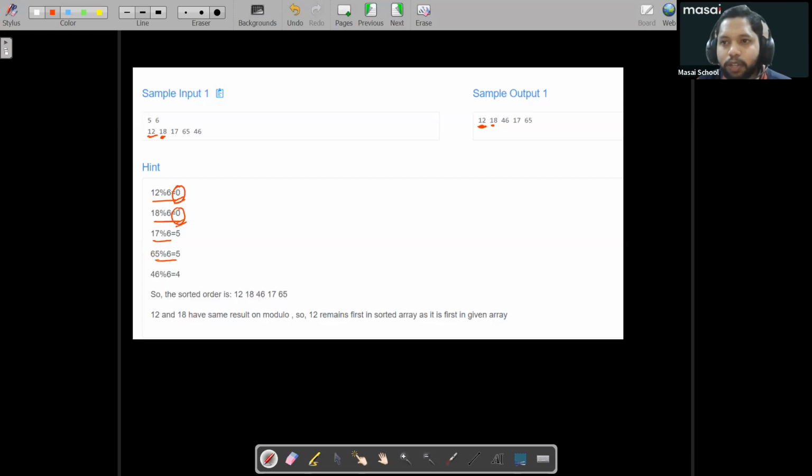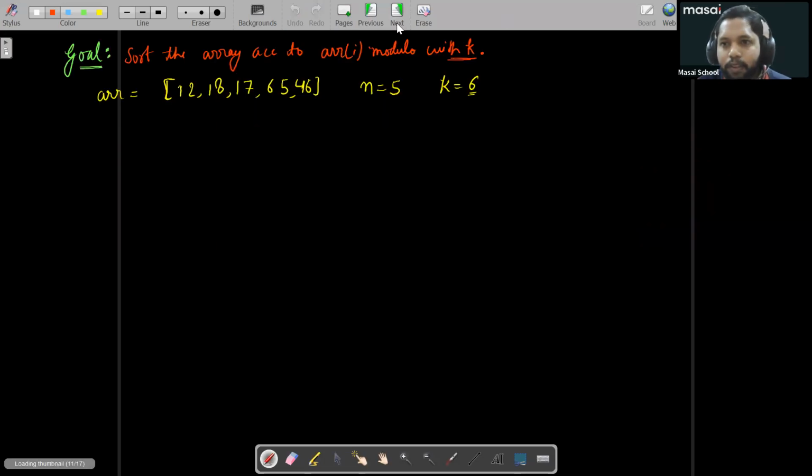Okay, so let's quickly move forward. So this is the array, n equals 5 and k equals 6. Now, guys, which algorithm will you use here? Bubble sort or selection sort? Here you need to compare simply by taking a modulo. Which will you use?